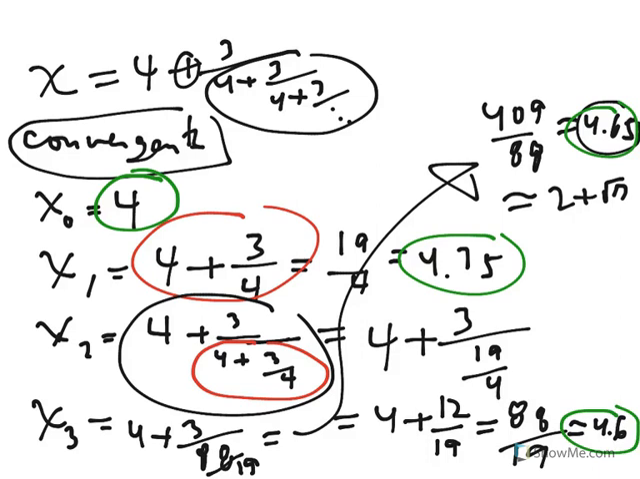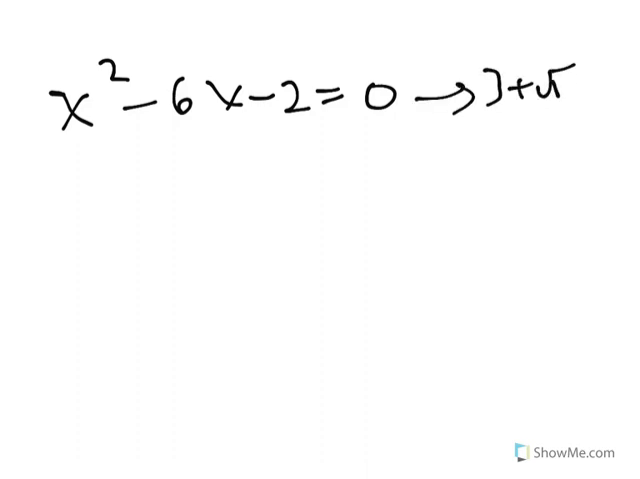Okay, now would you take some time to work out the first 4 convergents to the equation x squared minus 6x minus 2 equals 0? You'll know that it's working out because the actual answer is 3 plus radical 11 if you were to do the quadratic formula, which is about 6.31.